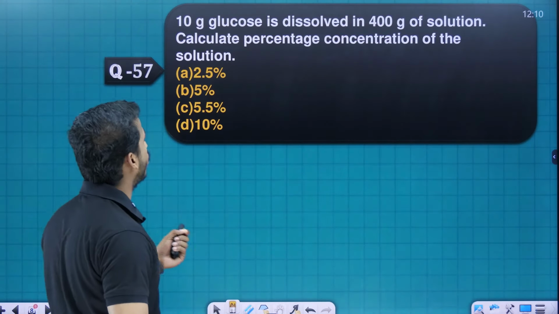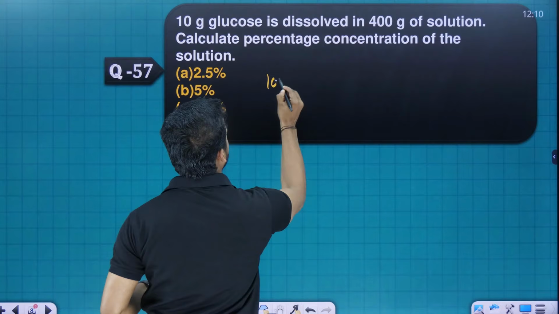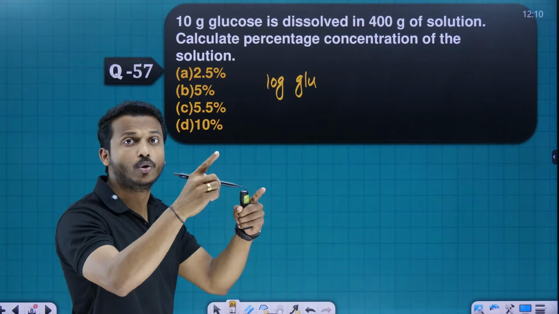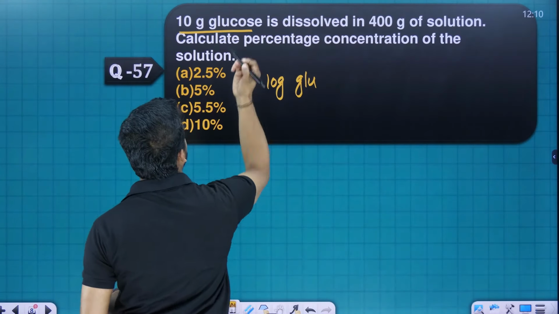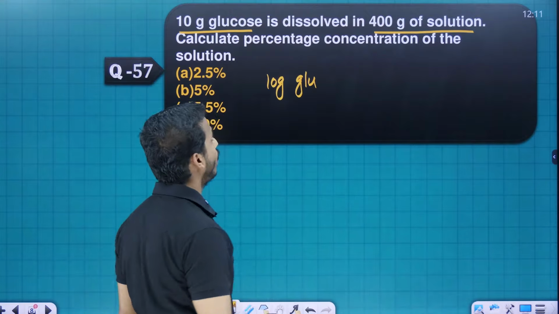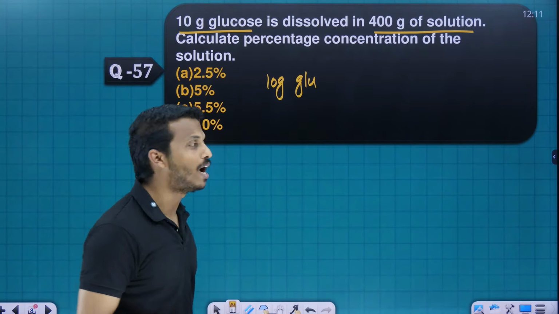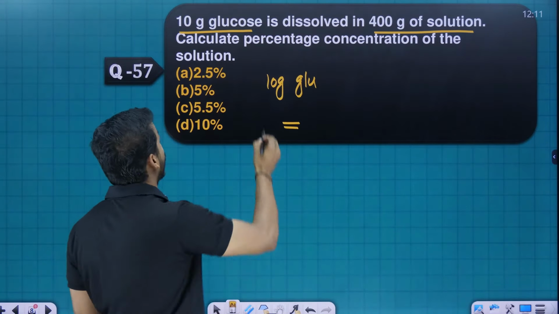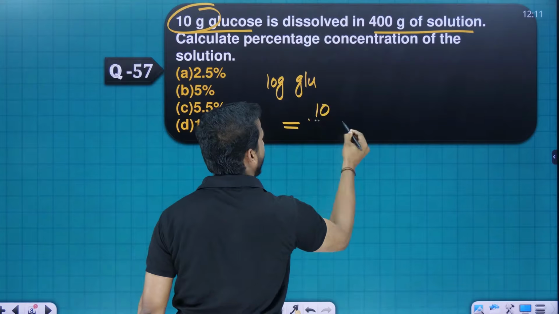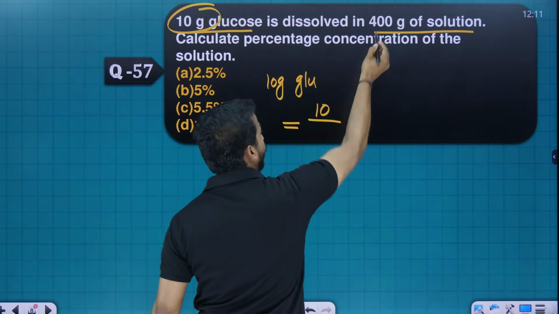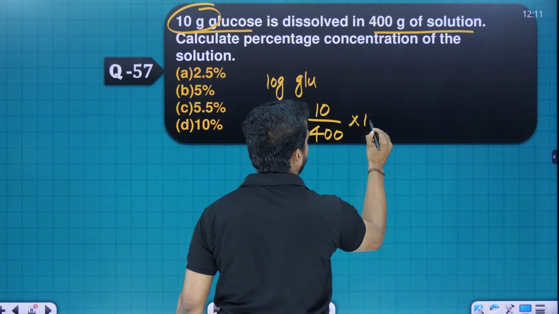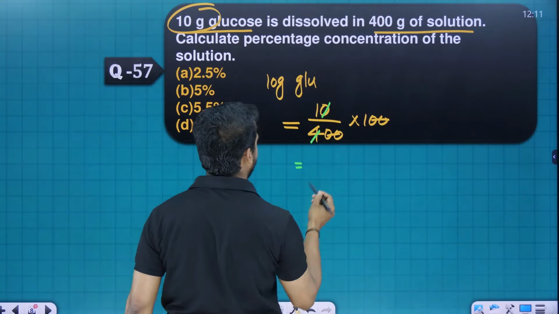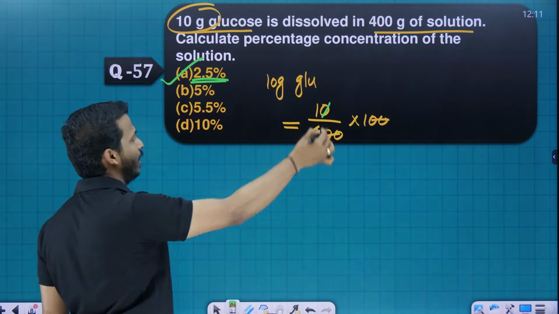Next one. Simple question. 10 gram glucose is dissolved in 40 gram solution. So this is the weight of solute, this is the weight of solution. Calculate the mass percentage. You know how to calculate the mass percentage of solute. The given mass of solute is 10, divided by the total mass of the solution, 40 gram, into 100. That is 10 by 4, which is 5 by 2, equal to 2.5 percent.